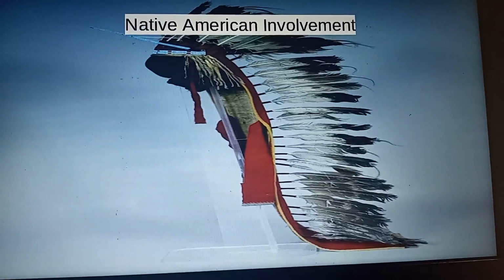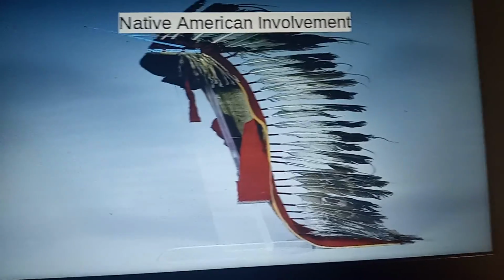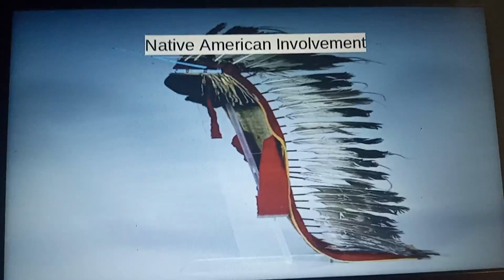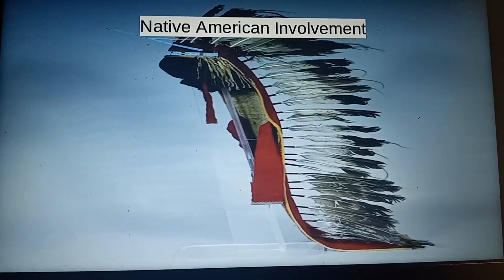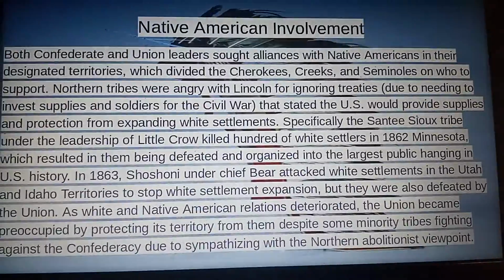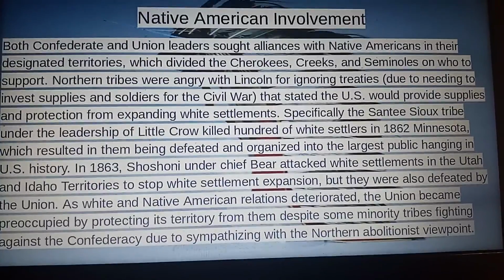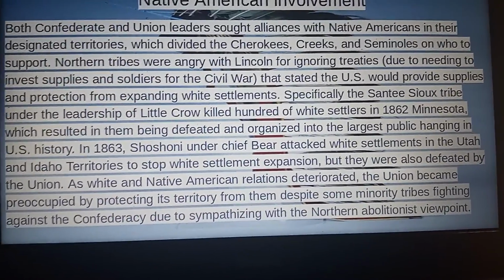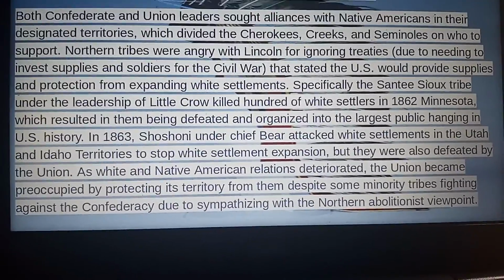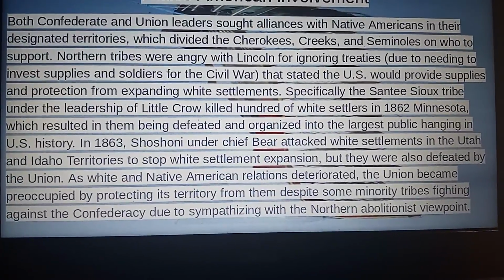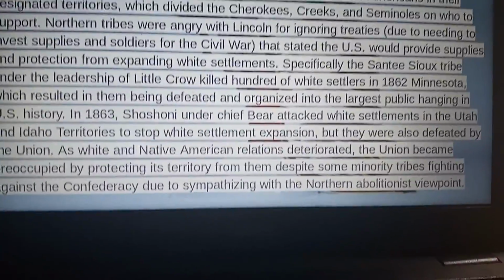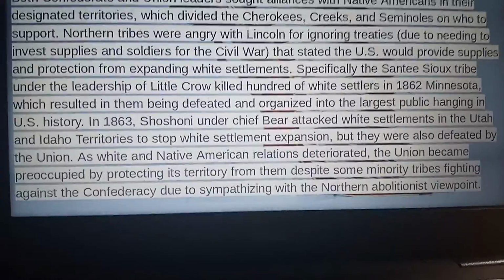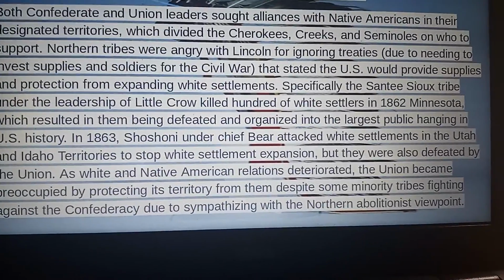Native American involvement in the war. This has been overlooked a lot in our education systems, so here's a little bit about how they were involved. Both Confederate and Union leaders sought alliances with Native Americans in their designated territories, which divided the Cherokees, Creeks, and Seminoles on who to support. Northern tribes were angry with Lincoln for ignoring treaties, due to needing to invest supplies and soldiers in the Civil War, that stated the U.S. provides supplies and protection for expanding white settlements.